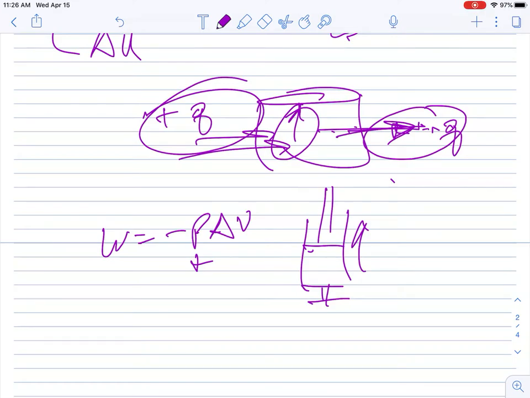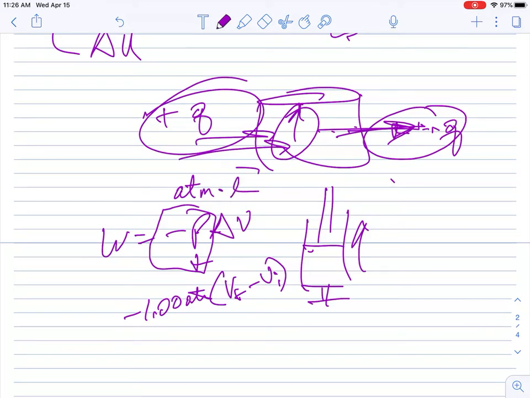P is your pressure. Now, this is where it gets a little bit weird in terms of the units. Typically in a chemistry class, this is going to be measured in atmospheres, so this would be like negative 1 atmosphere. Typically your change in volume, which is volume final minus volume initial, is going to be in liters. So this is what's going to be different. In a chemistry class, not a physics class, work is typically measured in atmosphere liters, not joules.